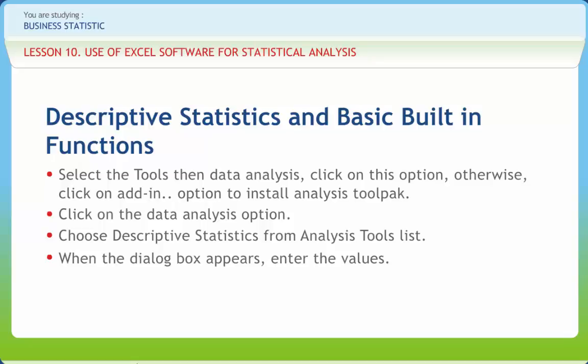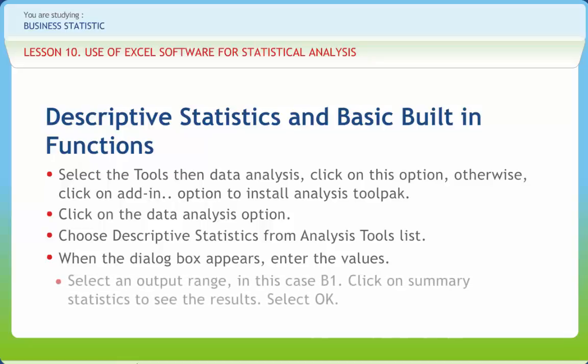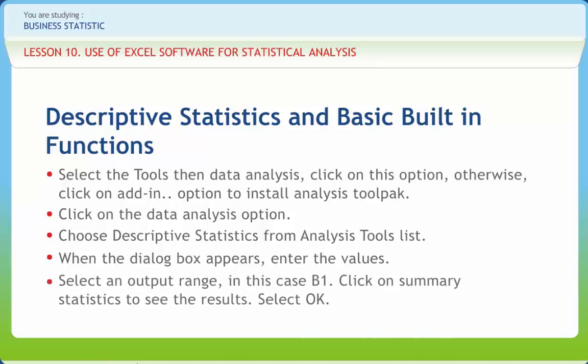as the input range. Step 5 is to select an output range, in this case B1. Click on Summary Statistics to see the results. Select OK. When you click OK, you will see the result in the selected range. The basic built-in functions are mean, mode, median, and count functions.